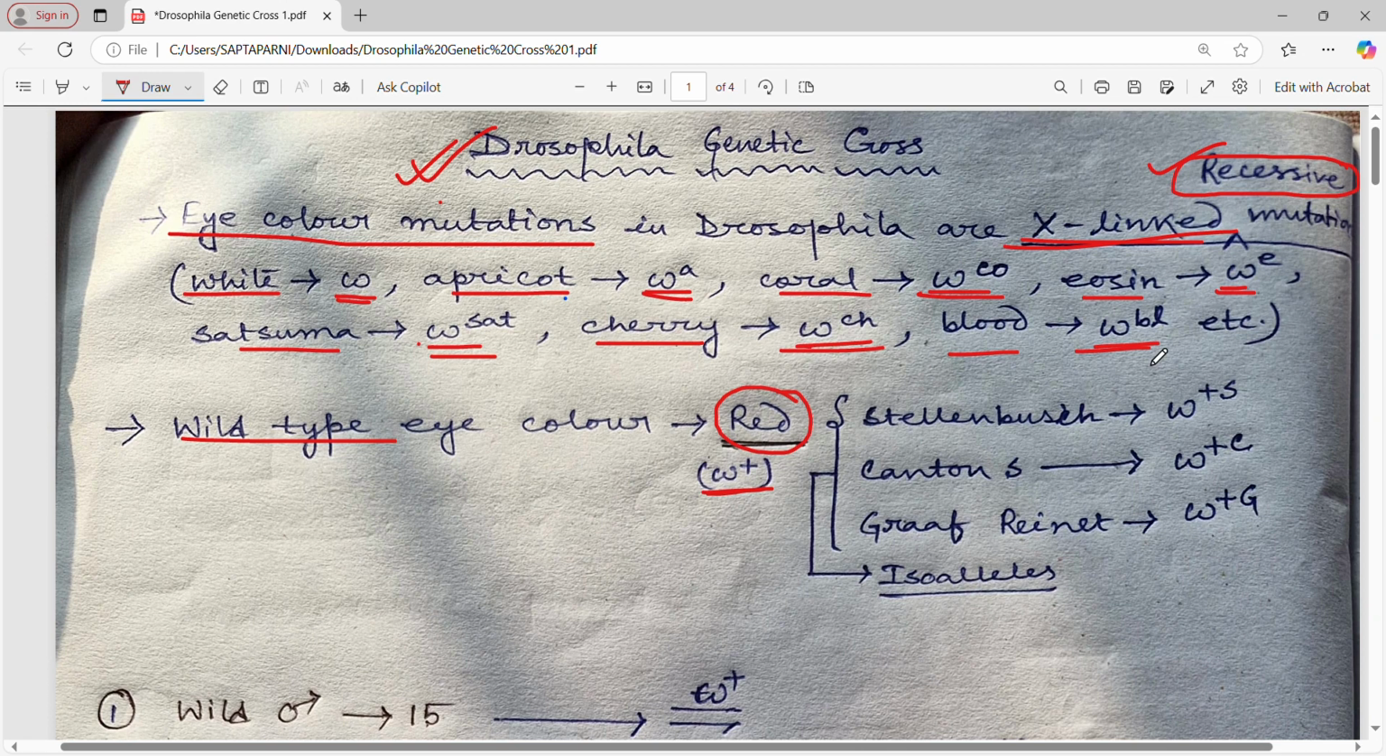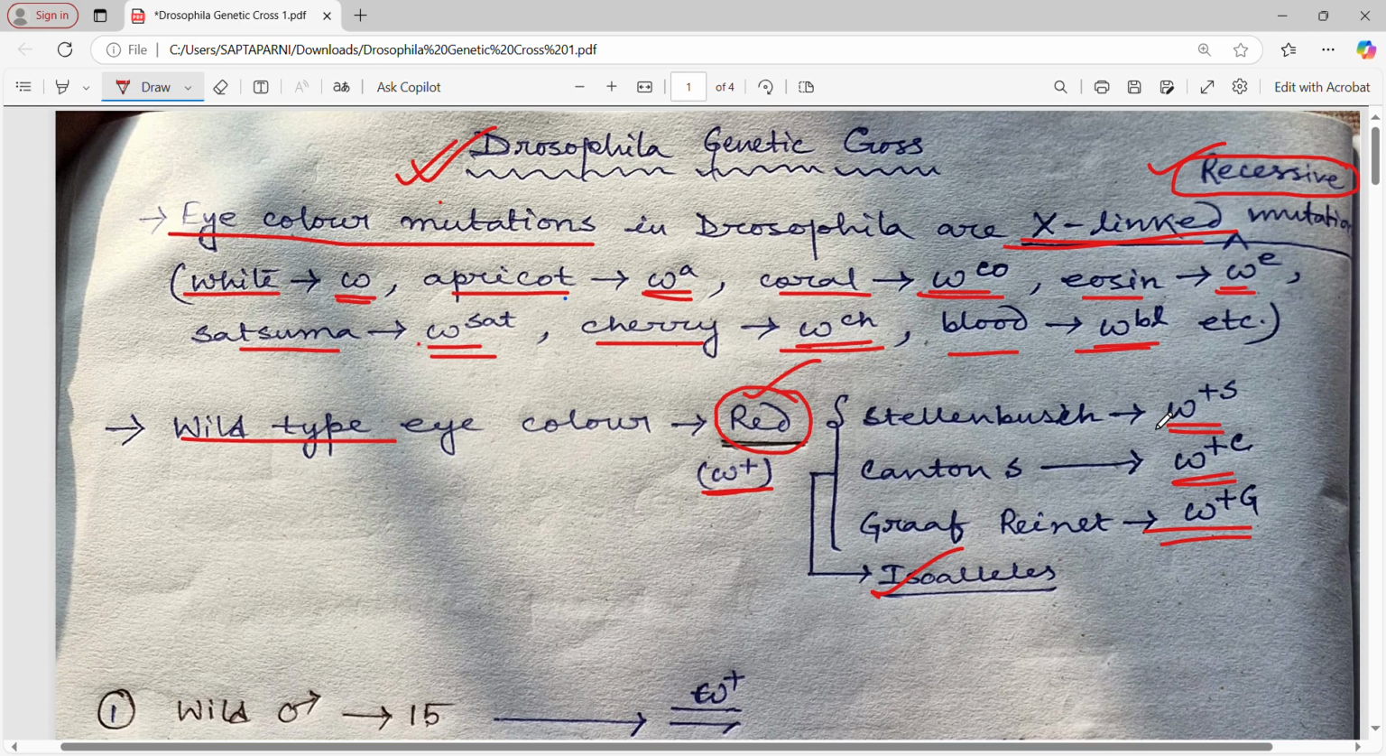Now, another thing we must remember is that the wild type eye color in Drosophila, which is red, is given by three different types of alleles: the Stellenbosch allele, denoted as W plus S, Canton-S, W plus C, and another one, Graaff-Reinet, W plus G. But these three are actually isoalleles, or wild type isoalleles. Now, why are they called isoalleles? Because there may be nucleotide differences in these three types of alleles. That is why they are different types in nature, but their phenotypic range is very similar.